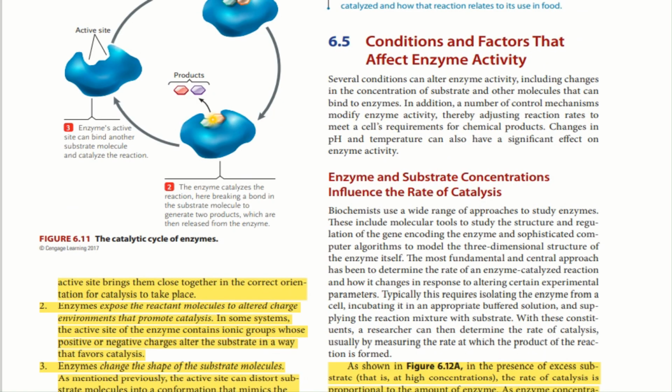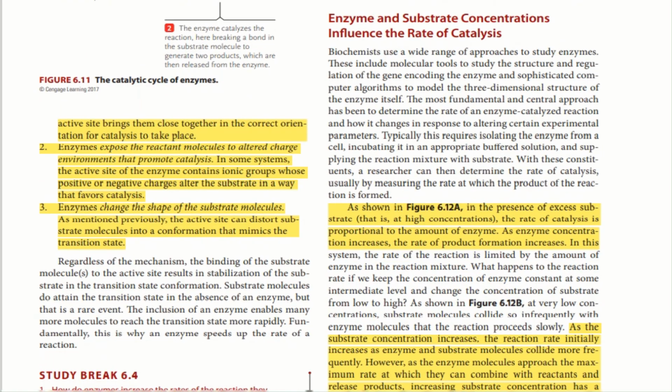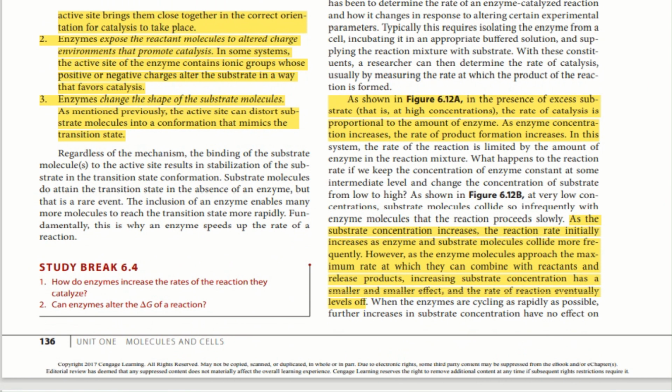Conditions and factors that affect enzyme activity. Enzyme and substrate concentration influence the rate of catalysis. In the presence of excess substrate, that is, at a high concentration, the rate of catalysis is proportional to the amount of enzyme. As the enzyme concentration increases, the rate of product formation also increases.